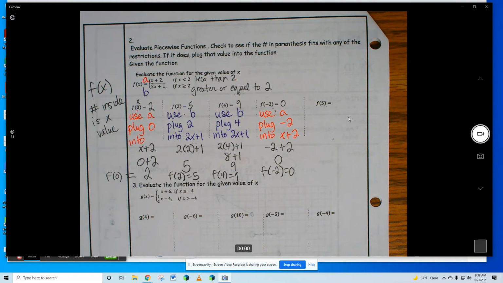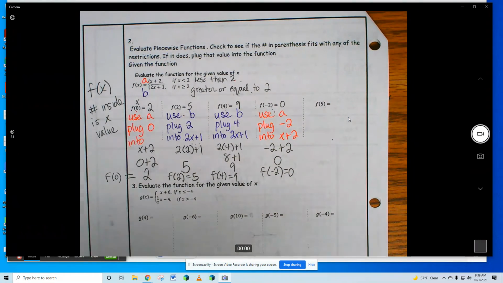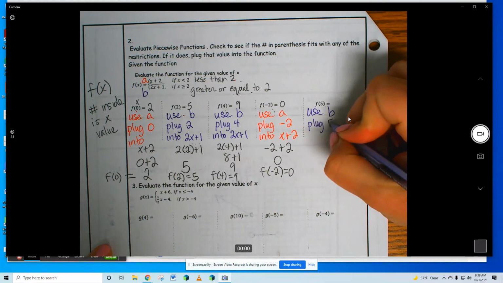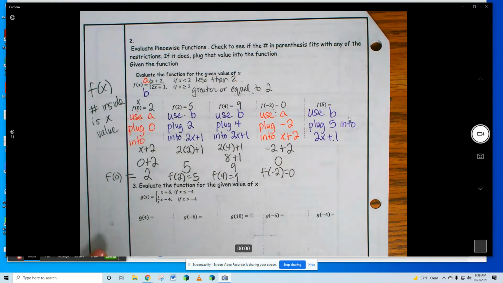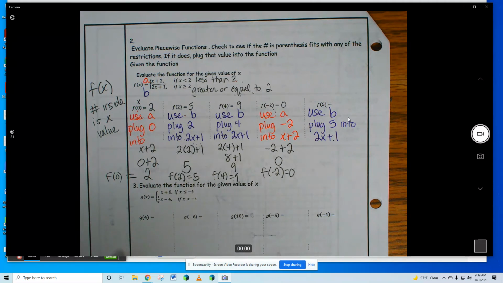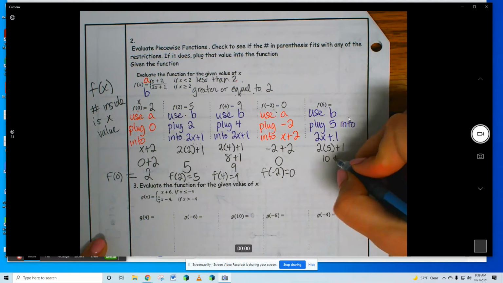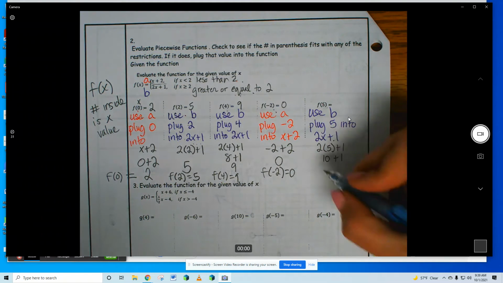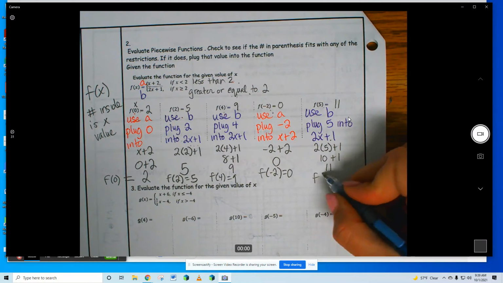You guys getting the hang of this? 5. Is 5 less than 2 or greater than or equal to 2? Greater than. Use B. Plug 5 into 2x plus 1. 2 times 5 plus 1. Order of operations, you better do 2 times 5 first. 11. f of 5 equals 11.